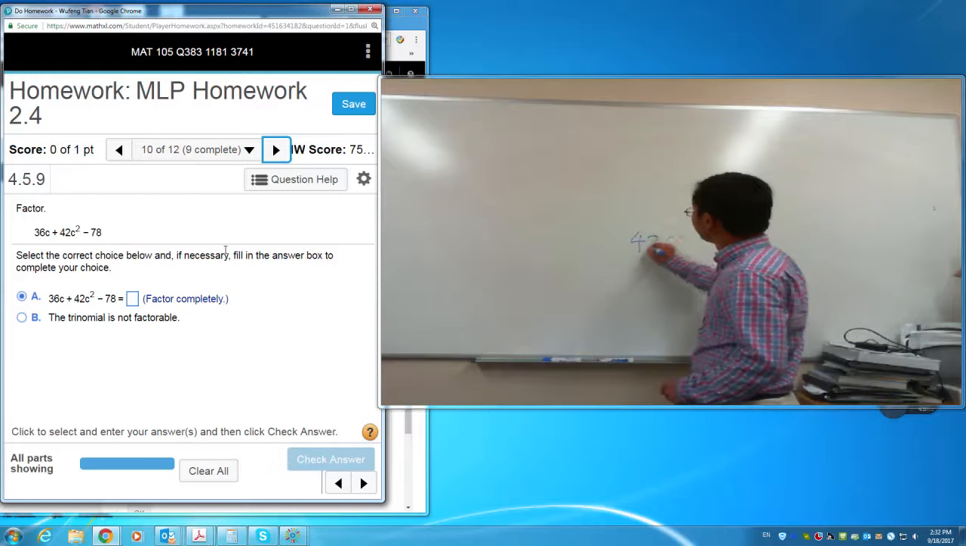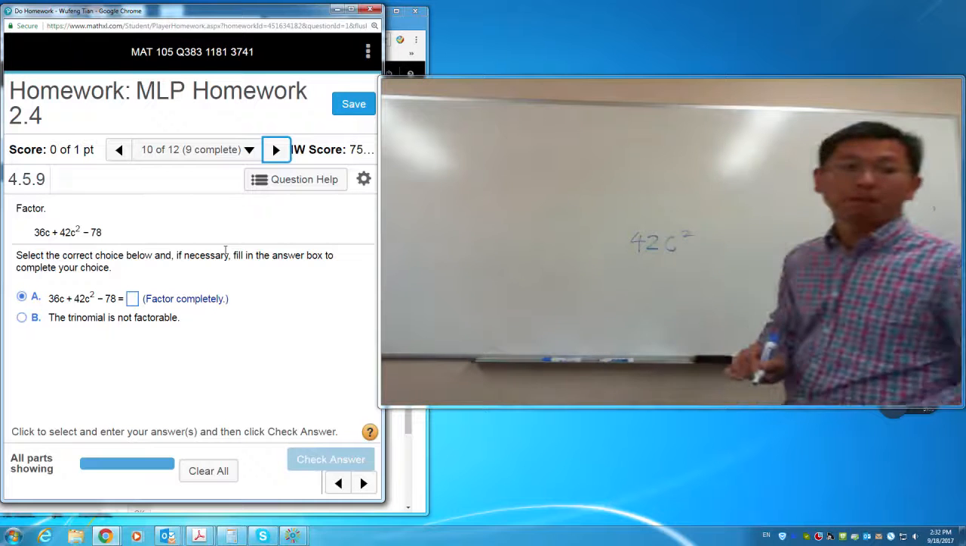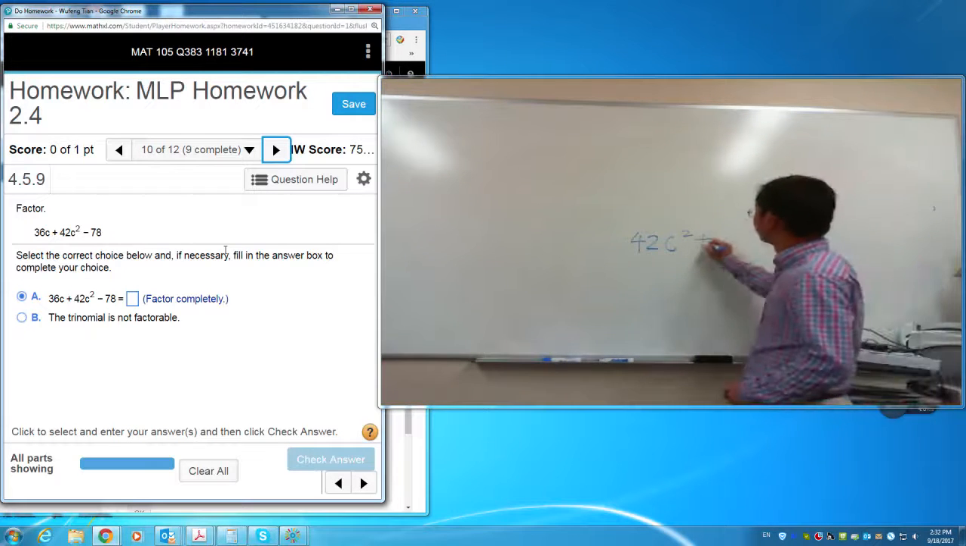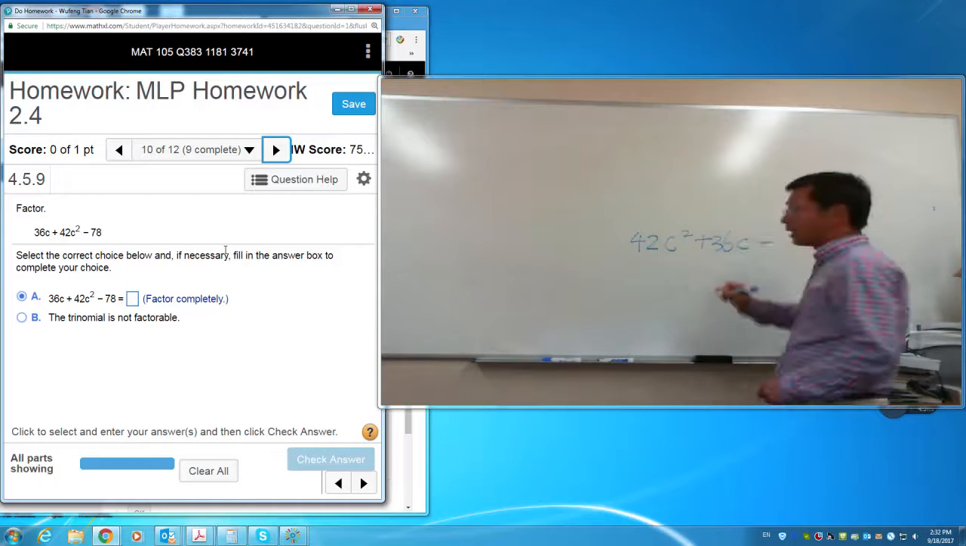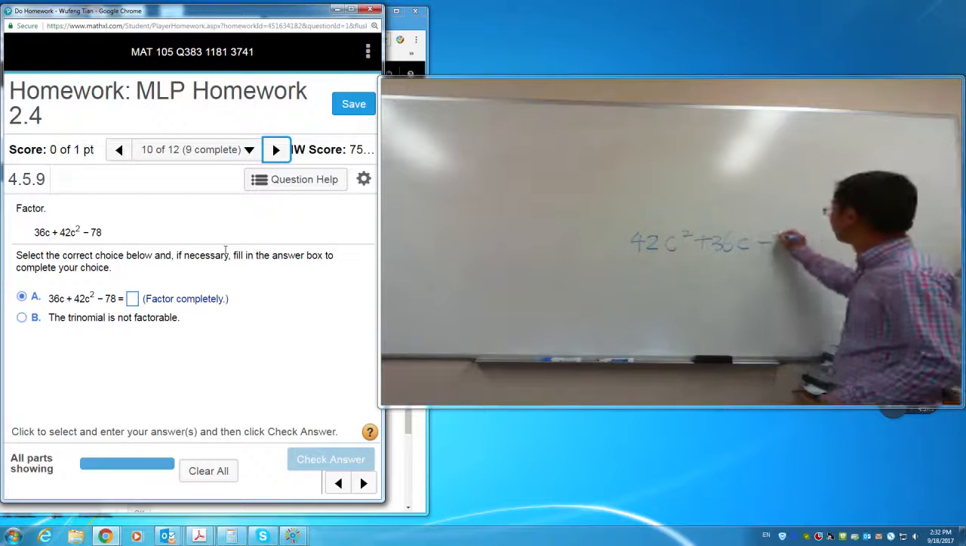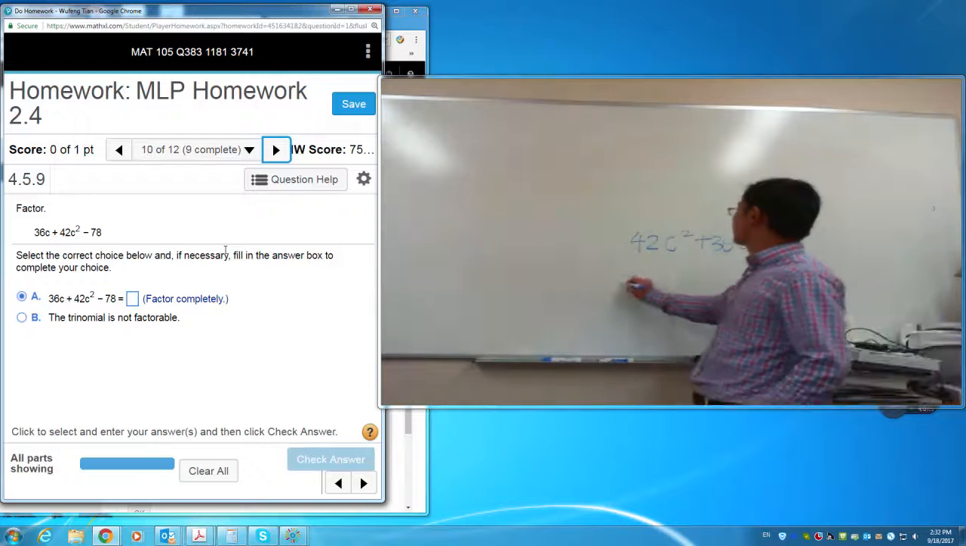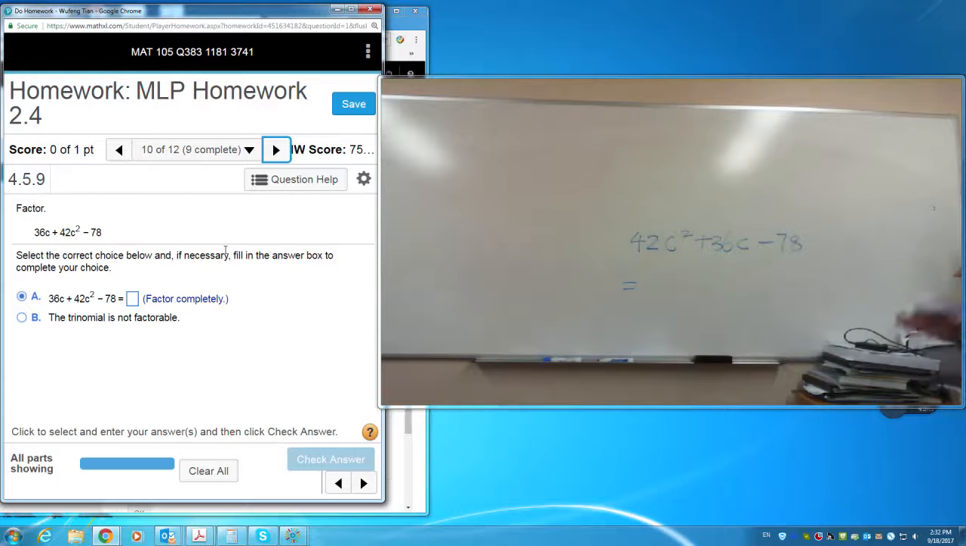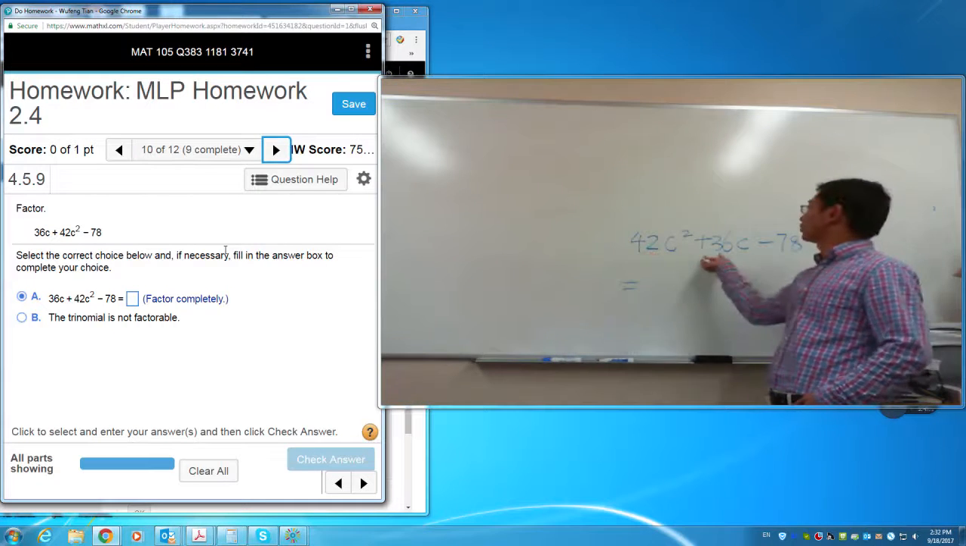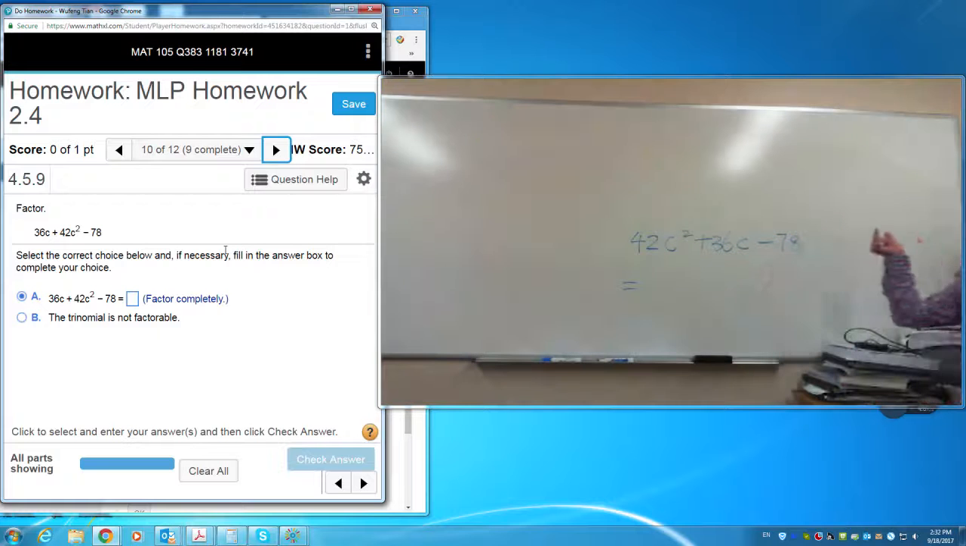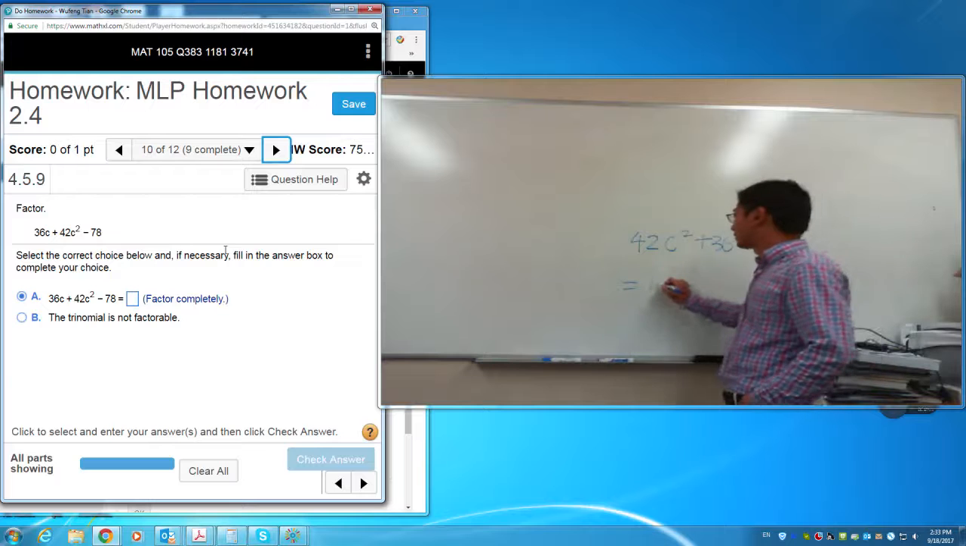42c squared plus 36c minus 78. So first we see if there is a common factor. 42, 36, 78, all of them are even, so they can all divide by 2. And also I see that 42, 4 plus 2 is 6, 3 plus 6 is 9, 7 plus 8 is 15, so they can divide by 3. I know there's a common factor of 6.